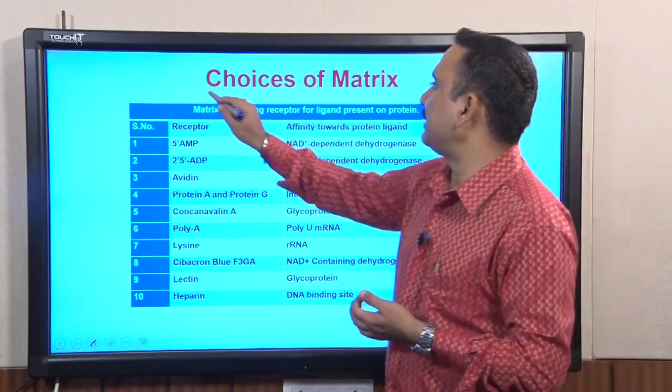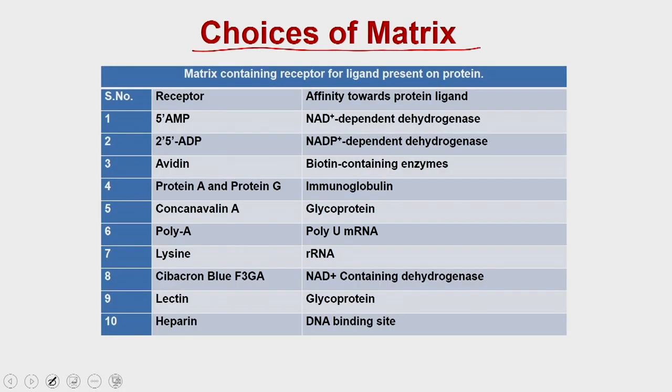So now, what are the matrices which are available for affinity chromatography? I am giving you a simple example of different matrices. We have a very extensive list of the matrices that people can use. Here I have given the receptor, and then I have given the ligand towards which it has the affinity. All these receptors are coupled to the beads or the matrix. So in the case of 5' AMP, it has a very high affinity for NAD plus dependent dehydrogenases. Then you have 2',5' ADP, which has an affinity towards the NADP plus dependent dehydrogenases.